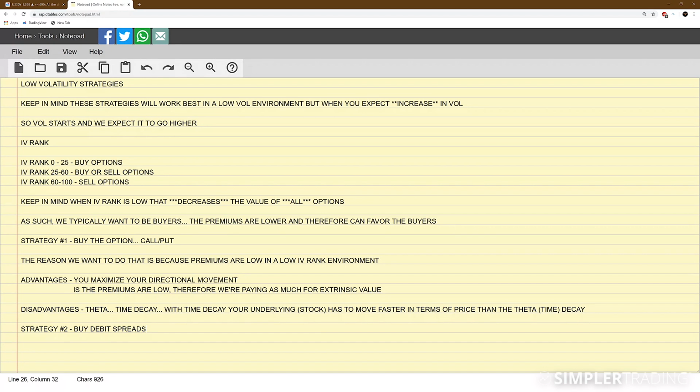Now, since we have a lot of new members, it's definitely worth talking about. If IV rank is low, and that's the first thing you need to check out, once you have a stock that you want to trade, the next thing you do is check the IV rank. That tells you where you should be positioning on the buy side or the sell side of options. Keep in mind, you can stay bullish and be selling options, and you can stay bearish and be buying or selling options. So strategy number two would be buy a debit spread.